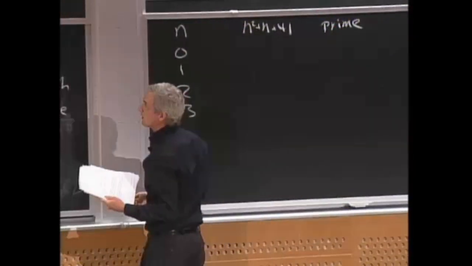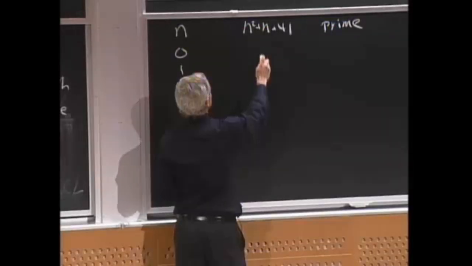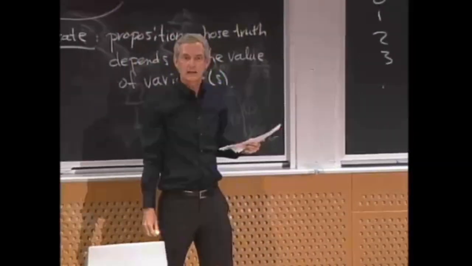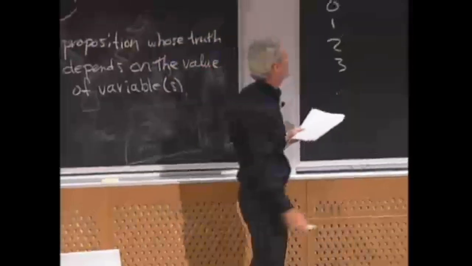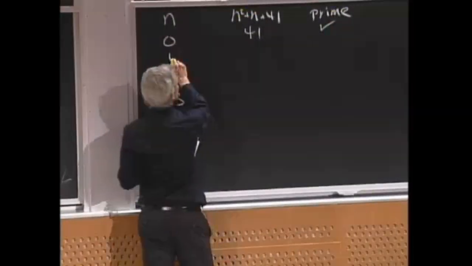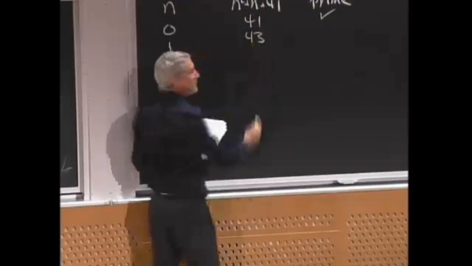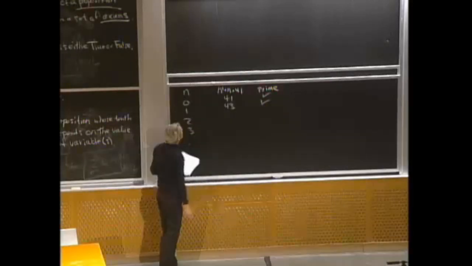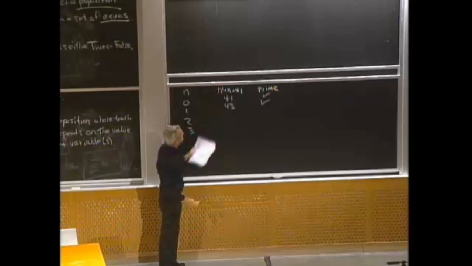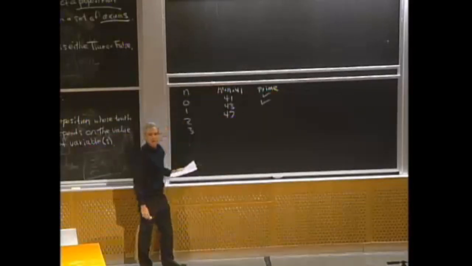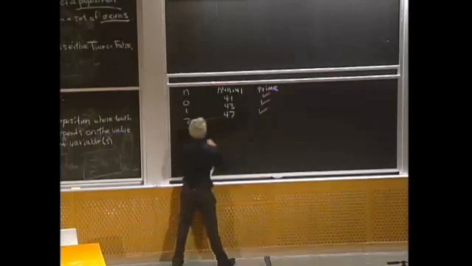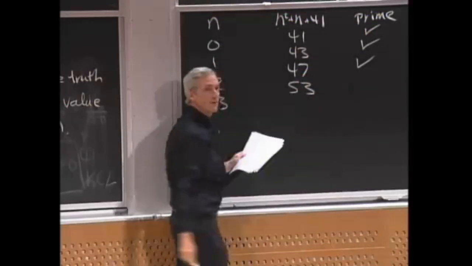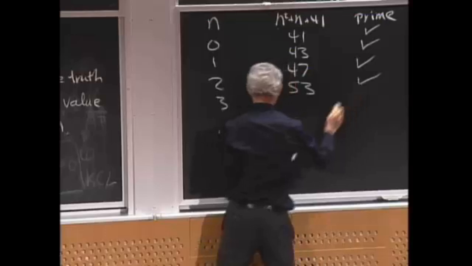So for n equals 0, n squared plus n plus 41 is 41. Is 41 prime? Yeah. Nothing divides 41 but itself and 1. All right, let's try 1. 1 squared plus 1 plus 41 is 43. Is 43 prime? Yes. Let's try 2. We get 4 plus 2 is 6 plus 41 is 47. Is 47 prime? Yes. Looking good. 3, I got 9, 12, 53. 53 prime? Yes. And I could keep on going here.